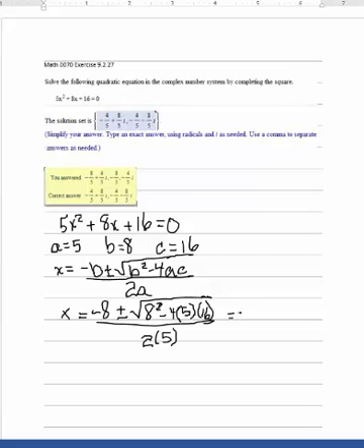So this is negative 8 plus or minus the square root of 64. 8 squared is 64, minus 4 times 5 times 16, which is 320. So minus 320. And all of this is over 10.